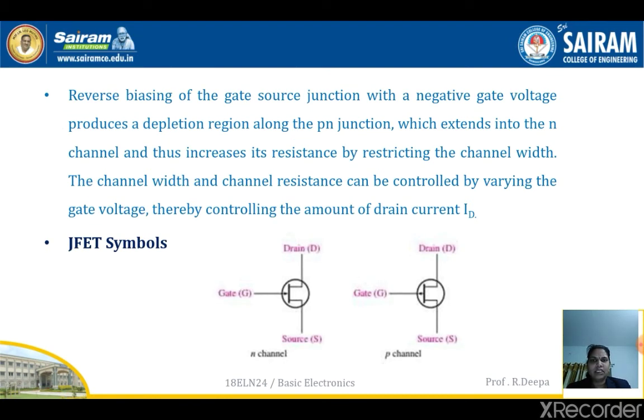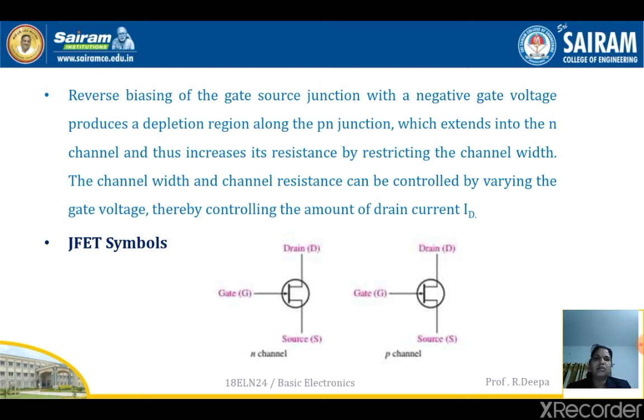So reverse biasing of this gate source junction with a negative gate voltage definitely produces a depletion region across the PN junction, and this depletion region will extend into the N channel, and thereby it restricts the channel width. So what happens here is the channel width gets controlled, and the resistance offered by the channel will be more, and this can be controlled with the help of the gate voltage. So if the gate voltage is increased or decreased, we can control the amount of drain current that flows from the drain to the source.